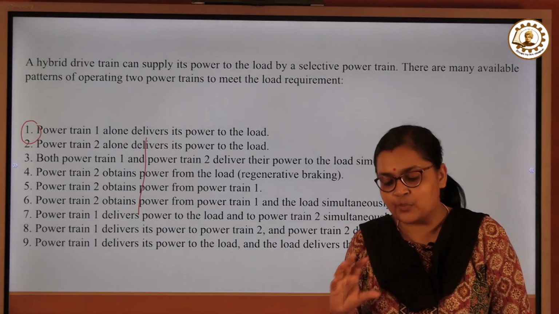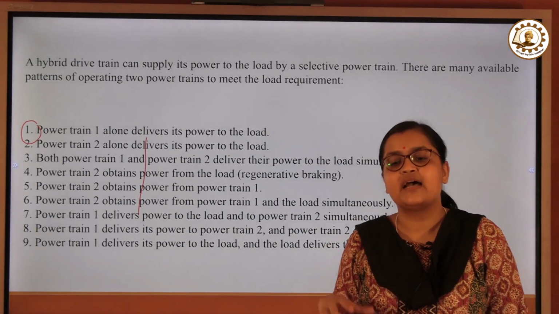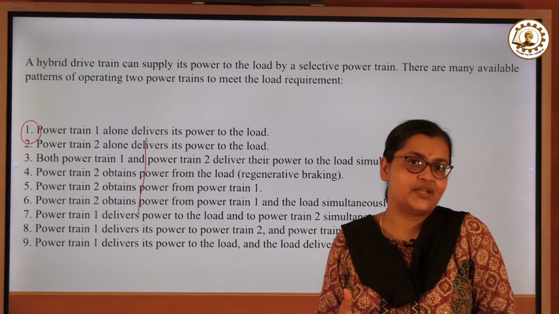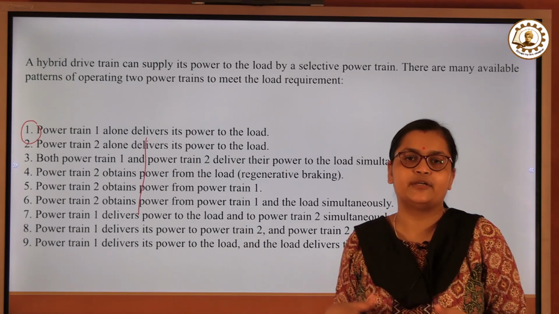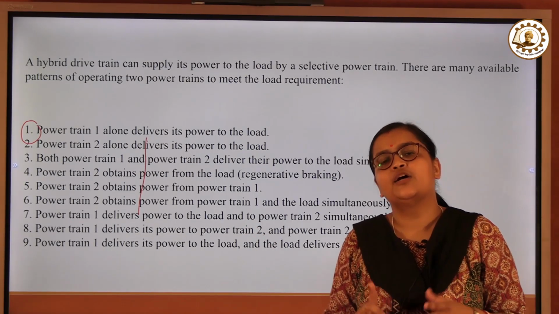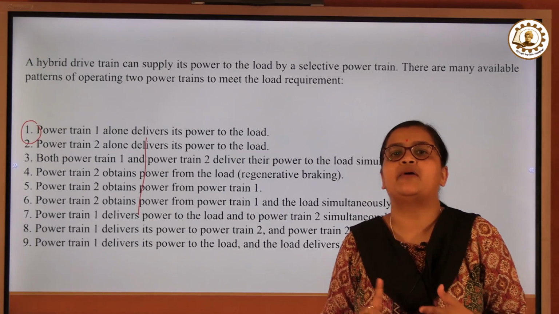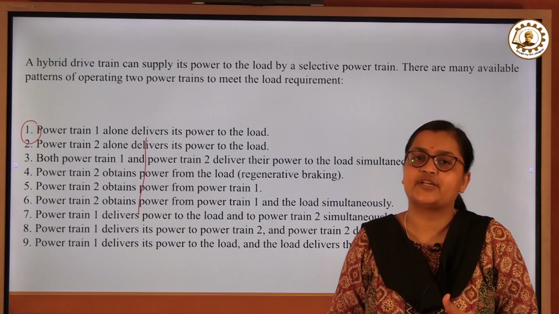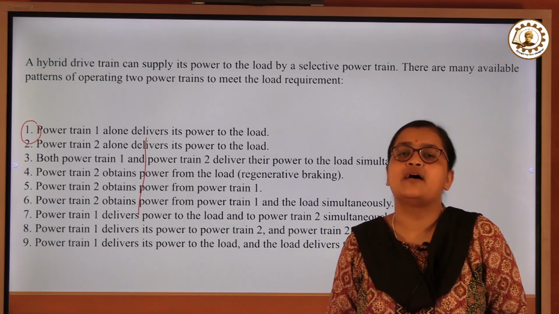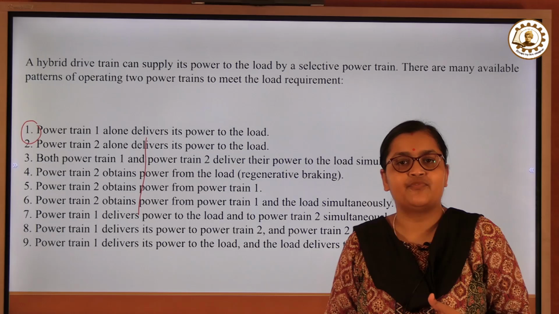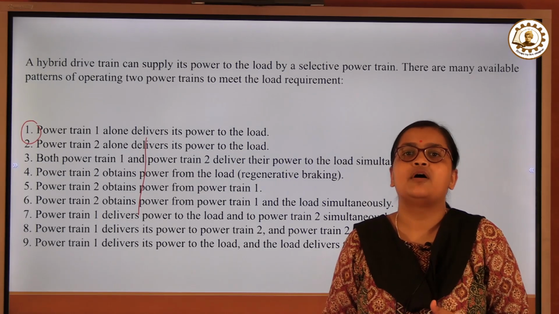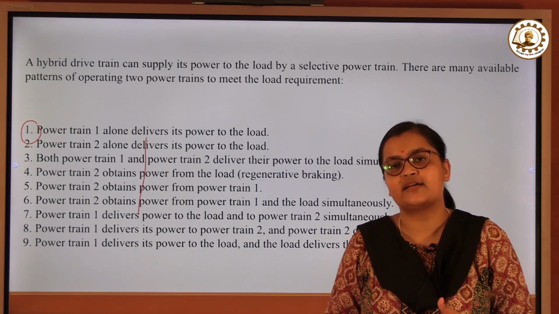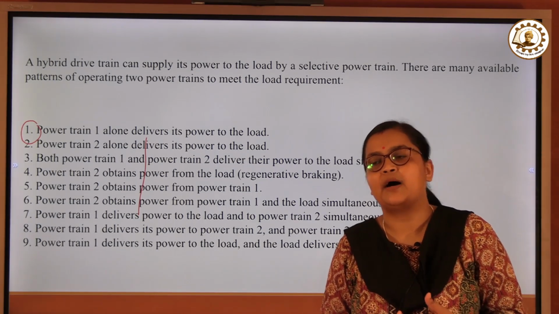So once these different modes are clear to the students, they can easily analyze the complex hybrid vehicle powertrain, which is actually complex, but as we go through this topic, at the end of the topic, 2 things should be kept in mind. That is, powertrain 1 is considered to be unidirectional and powertrain 2 is considered to be bidirectional, which can deliver power to the load, which can get charged by powertrain 1 and which can get charged by the load during regenerative braking. If all these things are kept in mind, we can conceptually illustrate a hybrid electric vehicle powertrain.